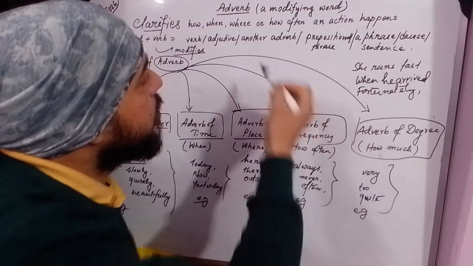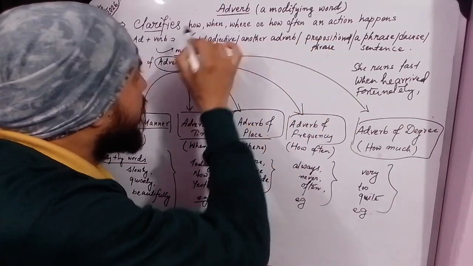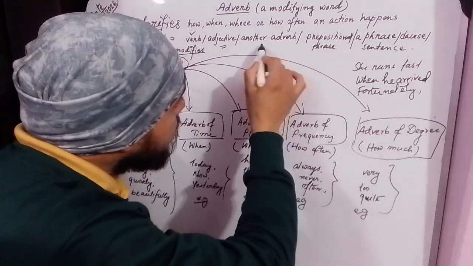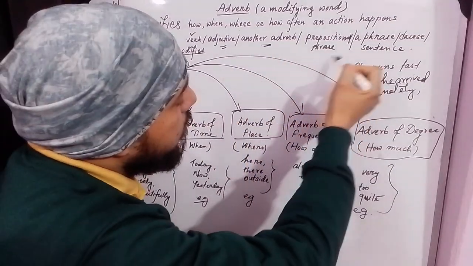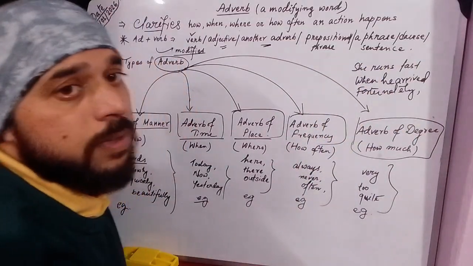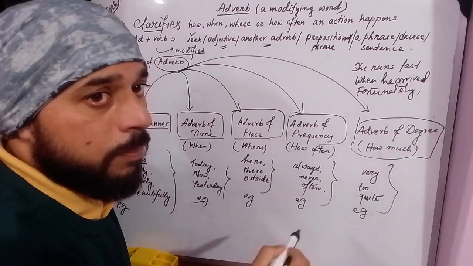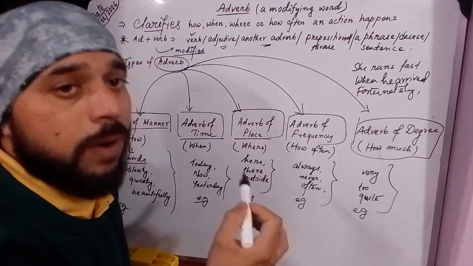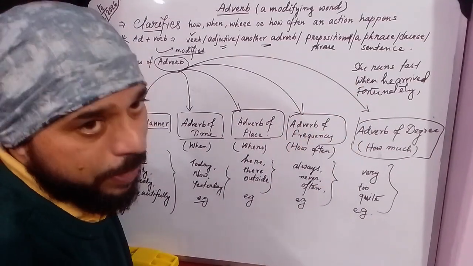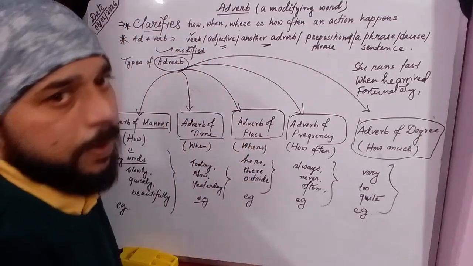Now, whom does an adverb modify? An adverb can modify a verb, an adjective, another adverb, prepositional phrase, or a normal phrase or clause, even a sentence it can modify, except noun or pronoun, because the modification of noun or pronoun can be done by adjective itself. That's why.